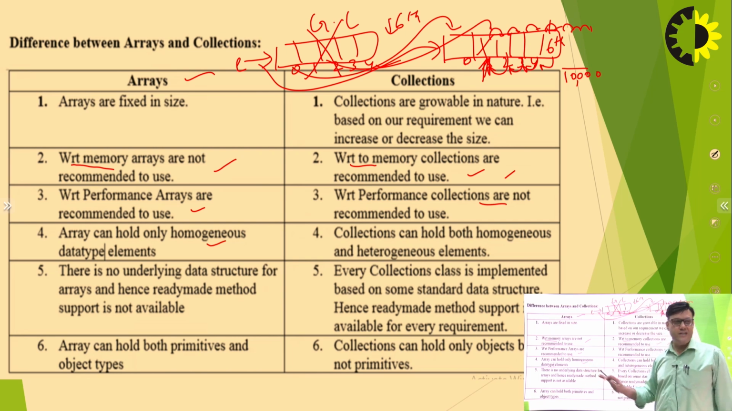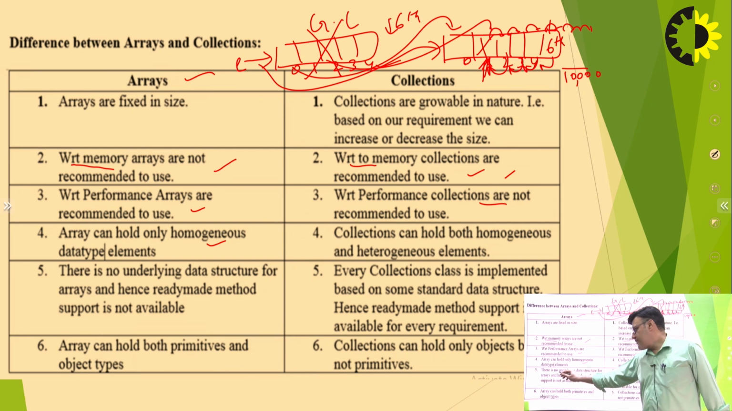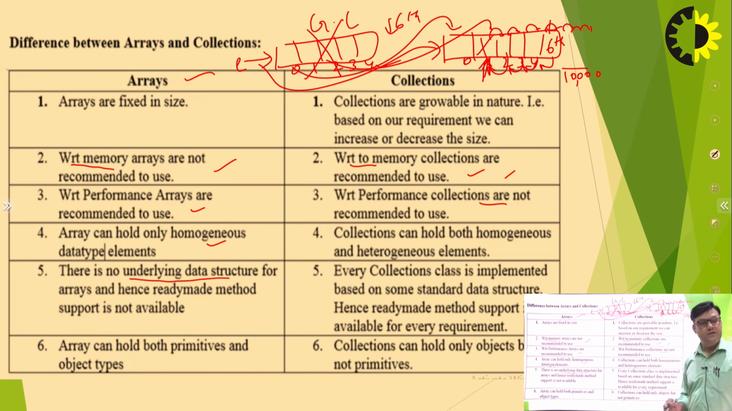Same type of elements can be kept in arrays, but in collection we can keep homogeneous as well as heterogeneous elements. Okay, different types of data types we can keep. This also we have seen, there is no underlying data structure, no support for underlying data structure. It means that no ready-made methods support is there, but in collection ready-made method support is there, because collection class is implemented based on some standard data structure.